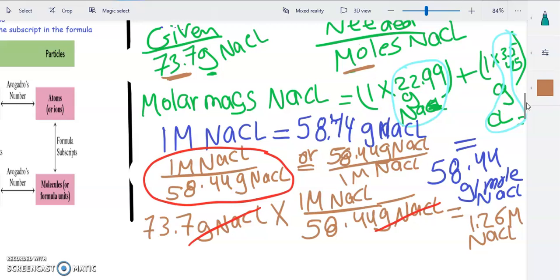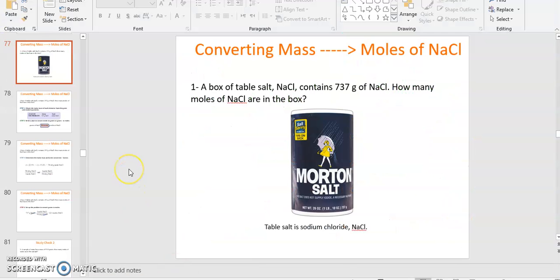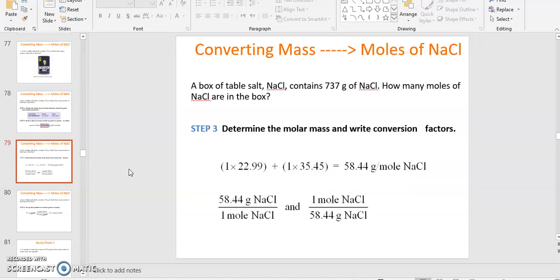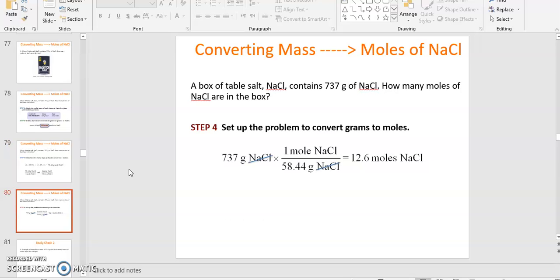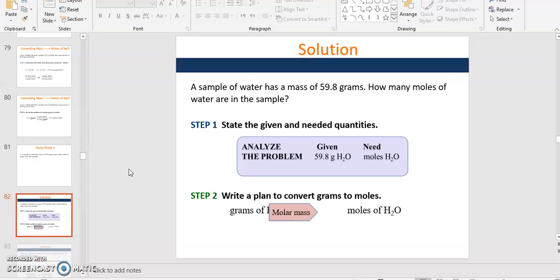The second thing that we will be discussing now is, so here is from the PowerPoint presentation and you can see all what we did, and then the result is 1.26 mole NaCl.